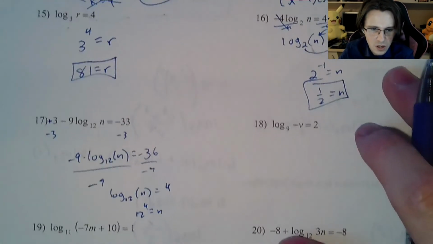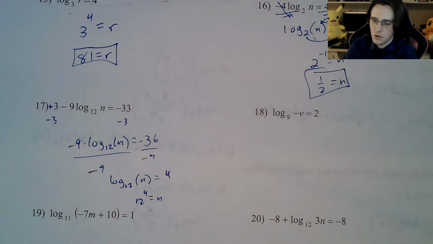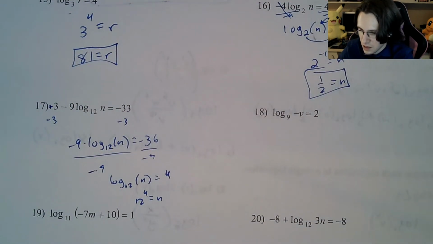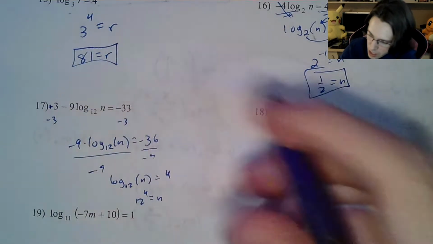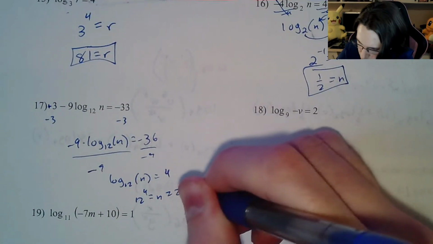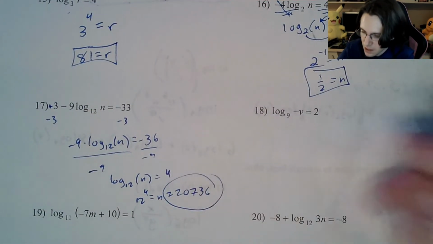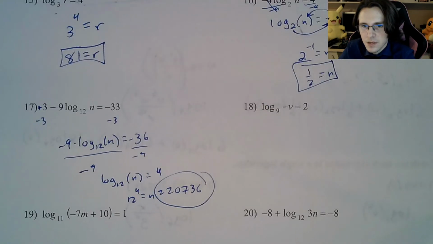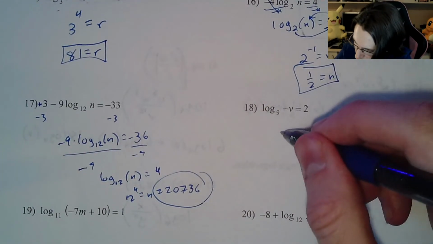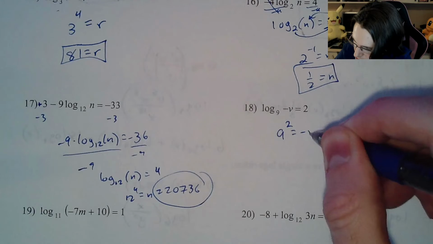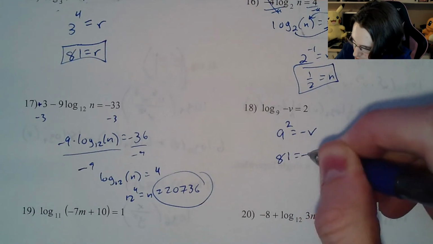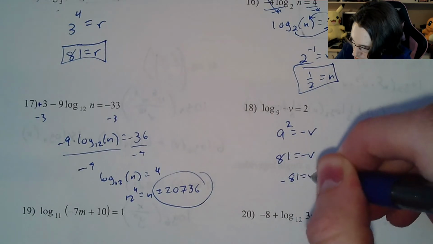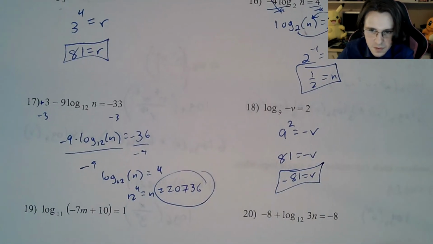I'm good at math, but not that good at math. I can't do 144 times 144 in my head, but it turns out that you get 20,736. All right. Same exact idea here on this one. Log base 9 squared is equal to -v. 81 is -v. -81 is equal to v. Nice and easy question there.